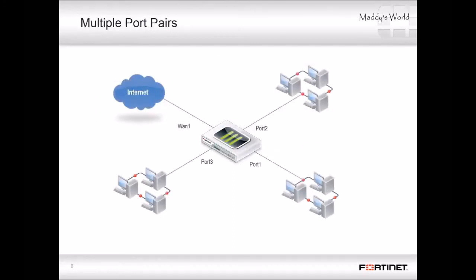Here's an example where 2 port pairs are used. This Fortigate has 4 ports, each connected to different physical locations, but traffic is not allowed to flow between all 4 locations. Policies only allow traffic between ports in the same pair, between port 1 and port 2, and between port 3 and WAN 1. So in this example, the network on port 3 can reach the internet through WAN 1, but the networks on port 2 and port 1 can't reach the internet. They can only reach each other.